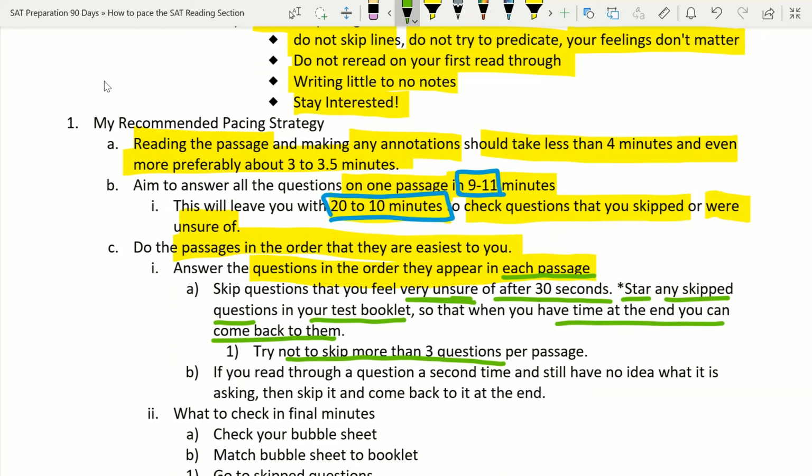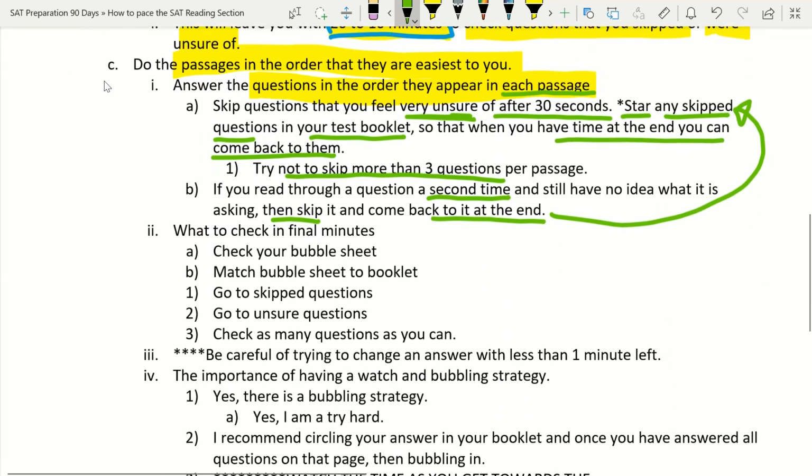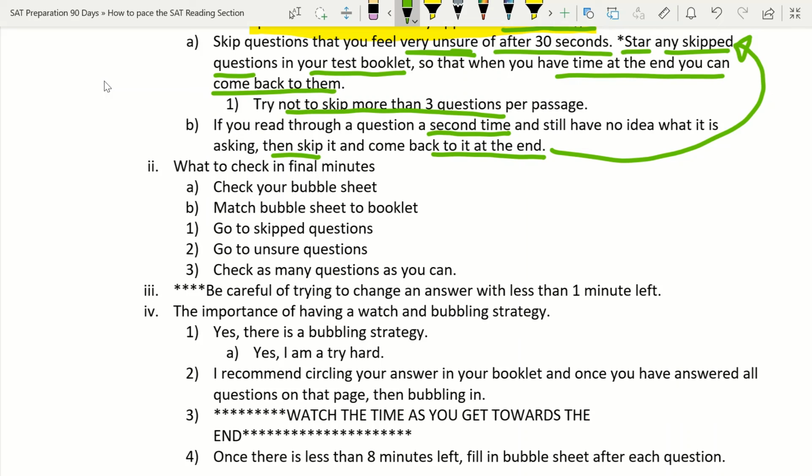If you read through a question a second time, and let's keep in mind that this is still that first pass, so you haven't answered all of the questions on the test yet, and you still have no clue what it's asking, once again, skip it and come back to it at the end. That really just pairs with the 30 seconds rule for when to skip. If you read through it twice and it still doesn't make sense, skip it. If you're really unsure after 30 seconds, skip it. Those are 2 situations where you want to skip it and then come back to it at the end.